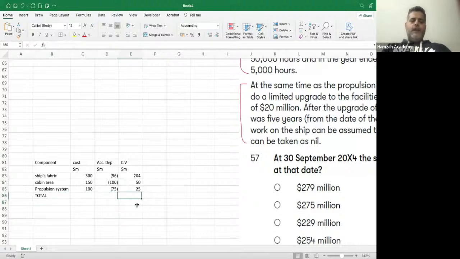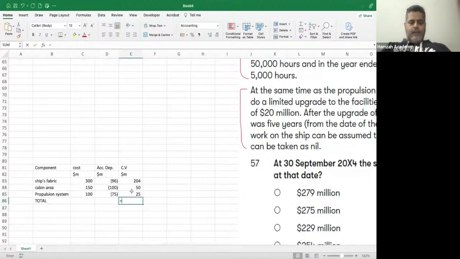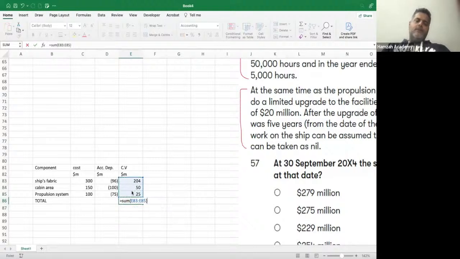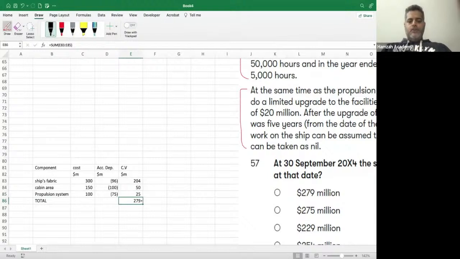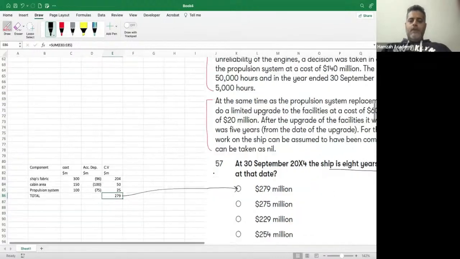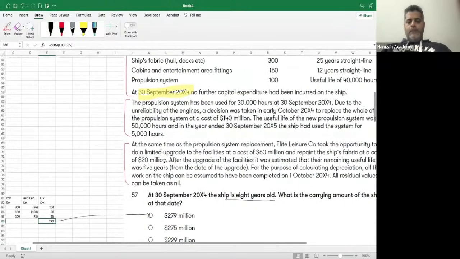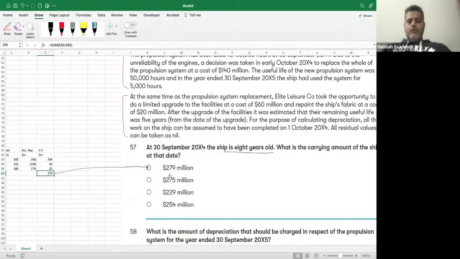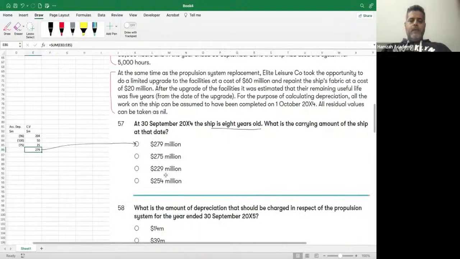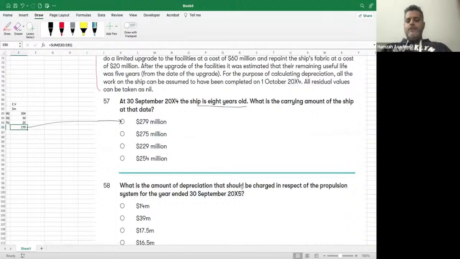Now, if I go and calculate the total carrying value, that is going to be 279. And this 279 is going to be option A over here, right? So out of the whole information that I had, I am simply going to choose this option. Now, question 58 is, what is the amount of the depreciation that should be charged in respect of the propulsion system for the year ended 30th September 25?